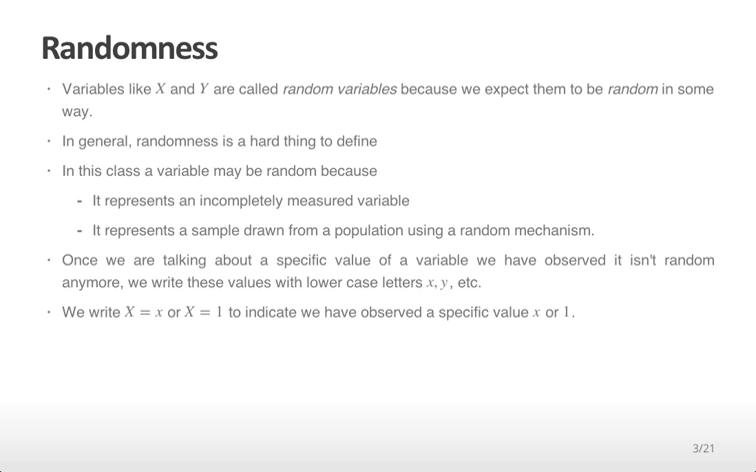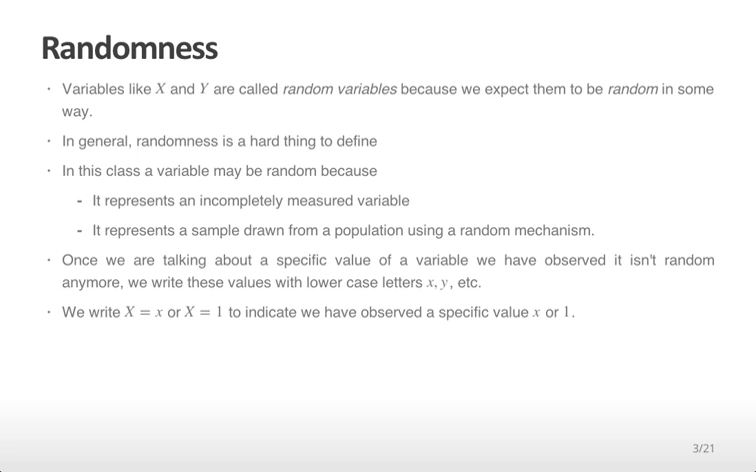Next, we need to talk a little bit about randomness. We need to talk about randomness because most of the data that we will consider in this class will be data that varies from observation to observation or from person to person. And so we're going to let the variables x and y be called random variables because they represent the random observation that we haven't necessarily measured yet.